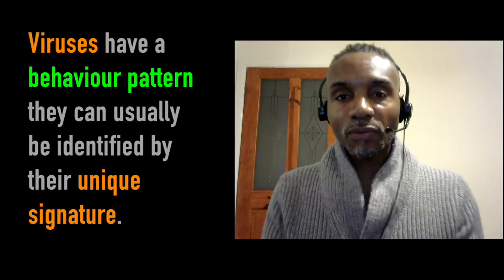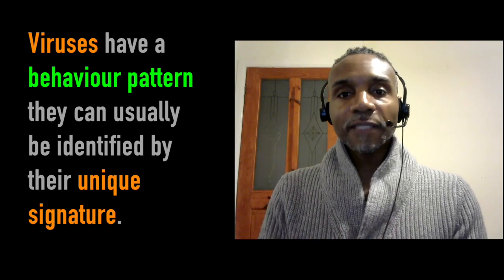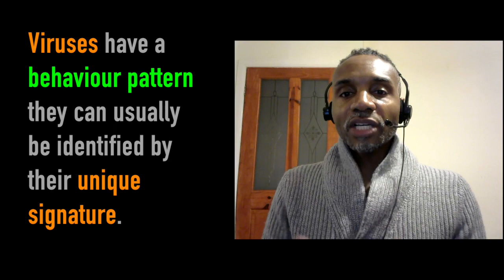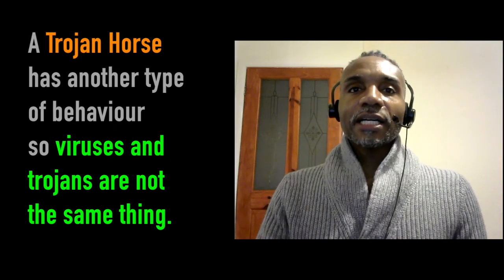A virus has a specific pattern, a specific signature of how it behaves. A specific behavior a virus has, and that's what makes it a virus. A Trojan horse has a specific behavior that makes it a Trojan horse. So you have to understand the differences and the context behind these things.